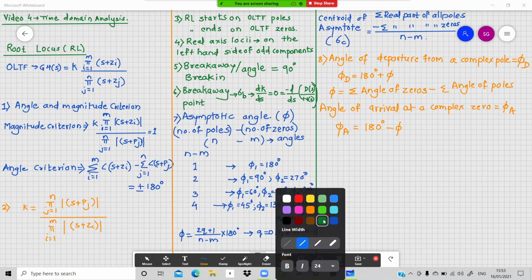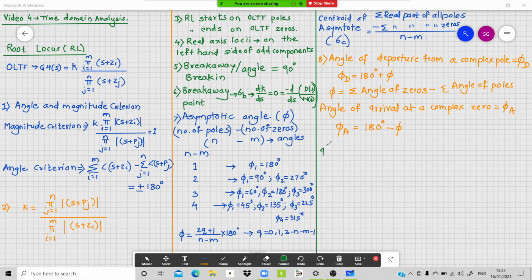And the last rule now, that is the ninth one, and then we'll go for a numerical, that is the point of intersection with the imaginary axis. Okay, so see, the characteristic equation you can definitely find out because the open loop transfer function is with you, and you know the characteristic equation is 1 plus G(s)H(s) equated to 0. You got the characteristic equation, you apply the Routh array.